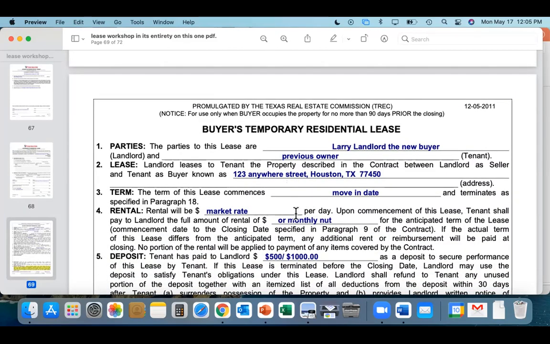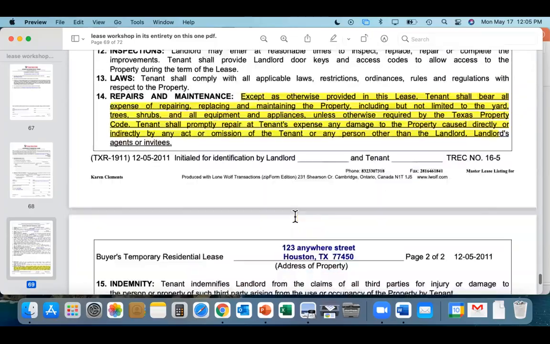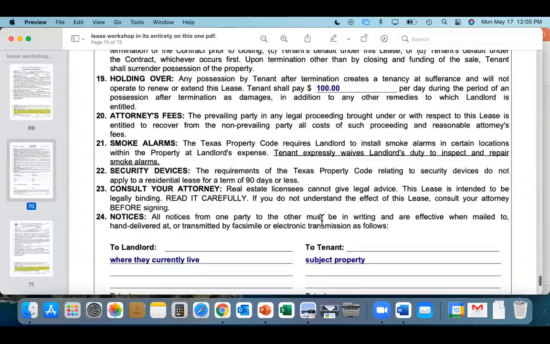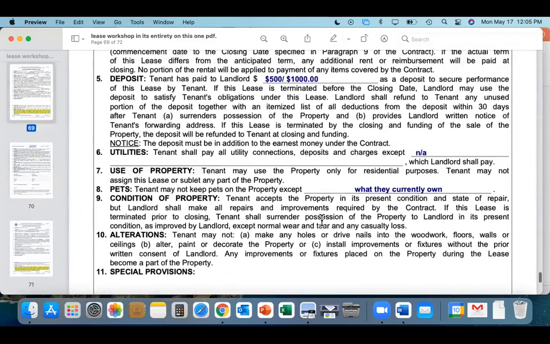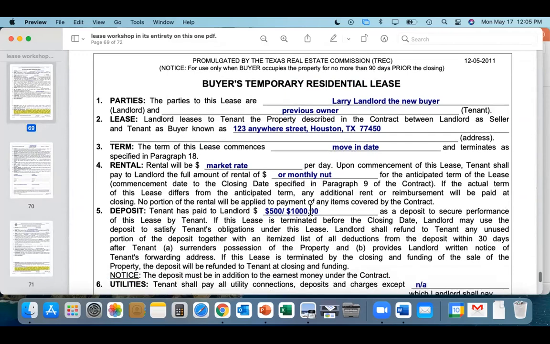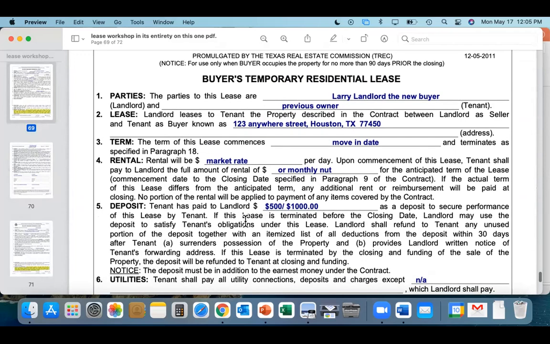And I have the buyer's temporary residential lease and the seller's temporary residential lease included in this class. These come into effect in the buying and selling. But I wanted to cover it because it's very different than the lease that we just went over. And most realtors don't understand the difference.